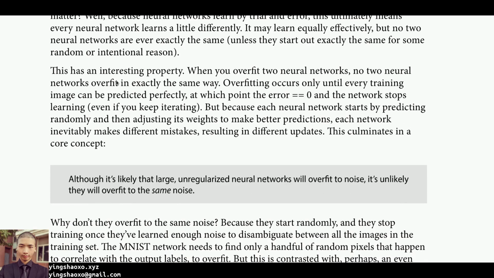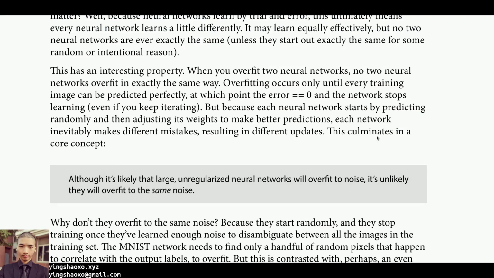This has an interesting property. When you overfit two neural networks, no two neural networks overfit in exactly the same way. Overfitting occurs only until every training image can be predicted perfectly, at which point the error equals 0 and the network stops learning, even if you keep iterating. But because each neural network starts by predicting randomly and then adjusting its weights to make better predictions, each network inevitably makes different mistakes, resulting in different updates.